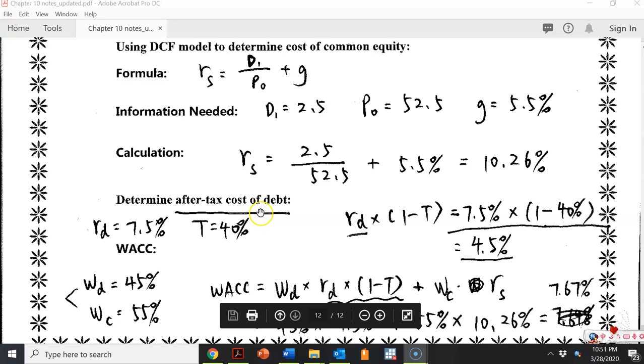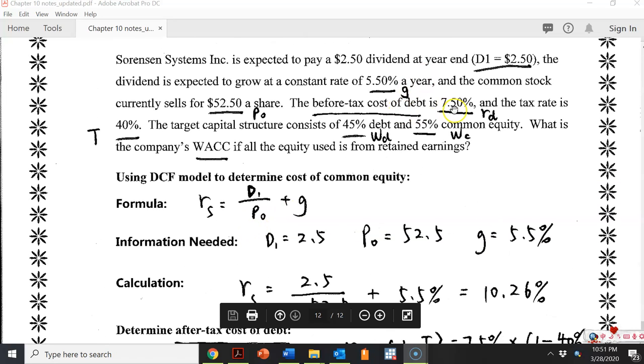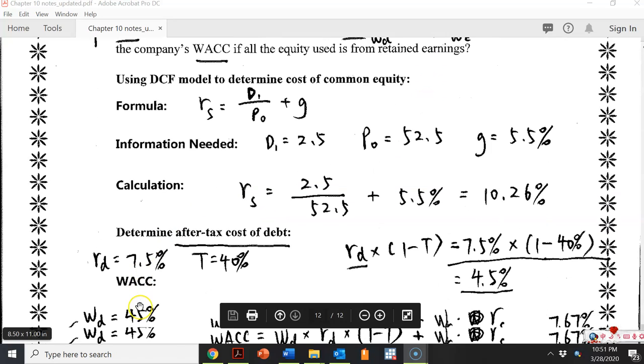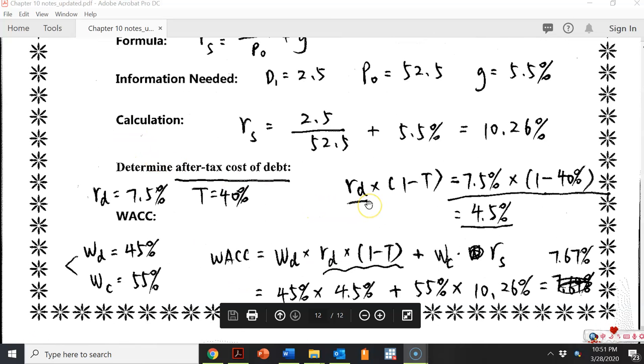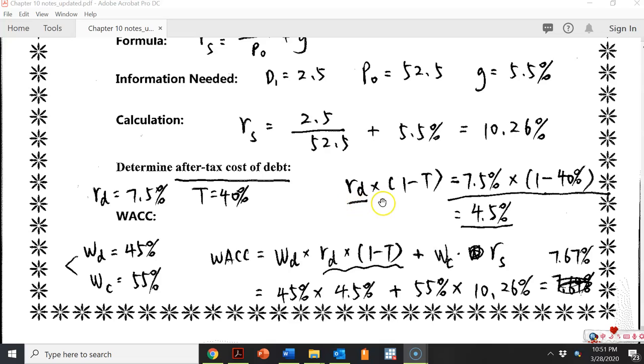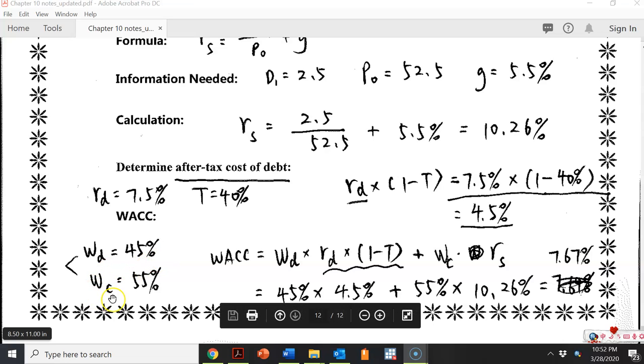For the cost of debt, we know the before-tax cost of debt is 7.5%. The tax rate is given as 40%. So the after-tax cost of debt becomes RD multiplied by 1 minus T, which is 7.5% multiplied by 1 minus 40%. So we have 4.5% as the after-tax cost of debt. We know WD, the weight for debt, is 45%, and WC, the weight for common equity, is 55%.